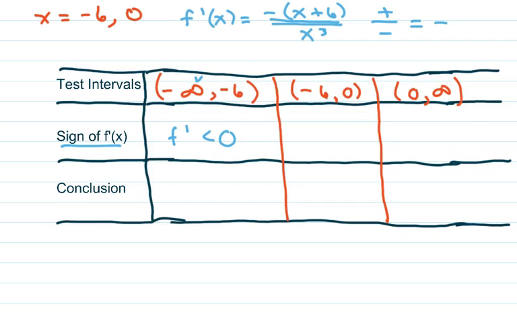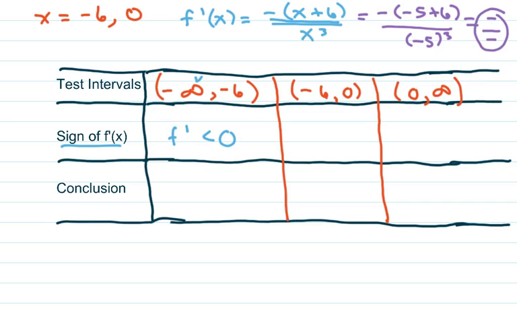Now this one, the same thing's going to happen. Any negative numbers you plug in here, let's try negative 5. If you plug in a negative 5, this is going to be a negative. And then if you plug in a negative 5 here, you also get a negative. So when you divide two negatives, you get a positive. So my derivative is going to be positive.